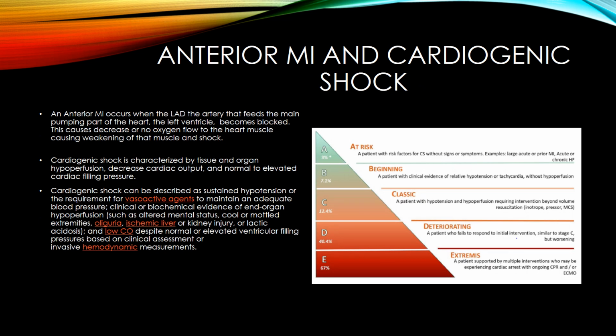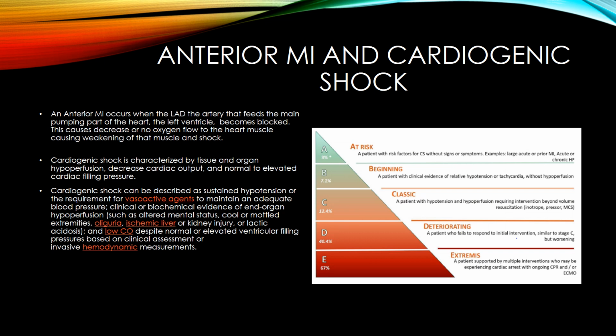When we look at an anterior MI and the causes or how that patient proceeds to cardiogenic shock, we know that an anterior MI occurs when the LAD that feeds the main pumping part of your heart, or the left ventricle, becomes blocked. This causes a decrease in the oxygen flow to that heart muscle, causing that muscle to weaken, and then that risk of cardiogenic shock to occur. The attached graph can tell you, as the patient proceeds in cardiogenic shock, what level they are.